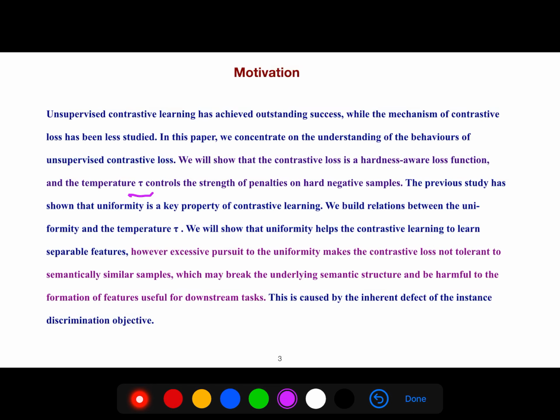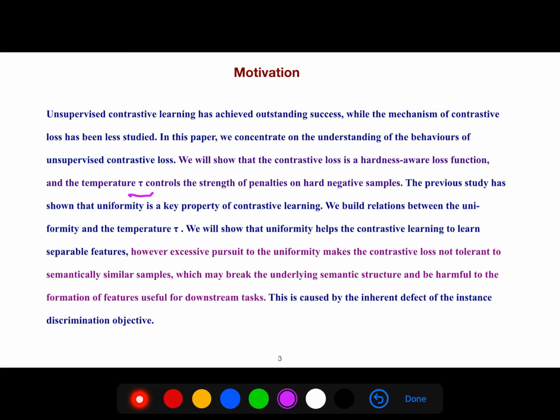The previous study has shown that uniformity is a key property of contrastive learning. We build relations between the uniformity and the temperature, and they show that uniformity helps contrastive learning to learn separable features. However, excessive pursuit of uniformity makes the contrastive loss not tolerant to semantically similar samples, which may break the underlying semantic structure and be harmful to the formation of features useful for downstream tasks.